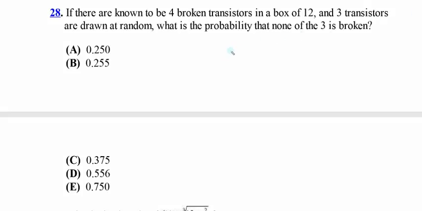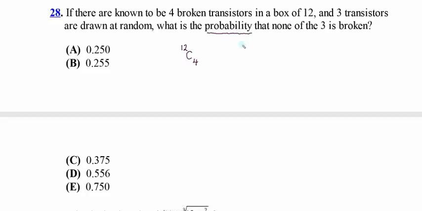Now let's look at this question over here. Looking at the probability, we are not looking at how many ways it meets the requirement. We are looking at the probability. Without considering whether it's broken or not, the total possible ways you can pick 4 out of 12 is 12C4. This is the total way you can pick 4 out of a box of 12.